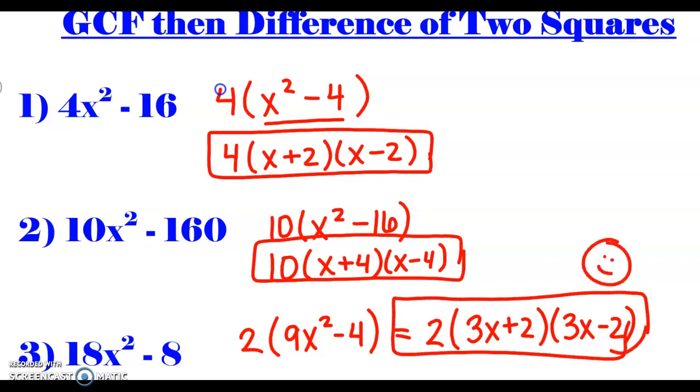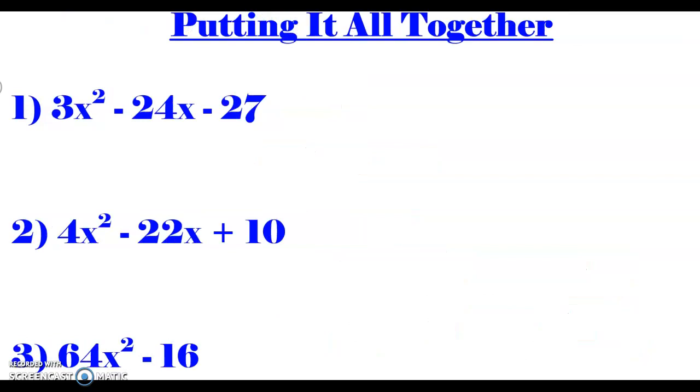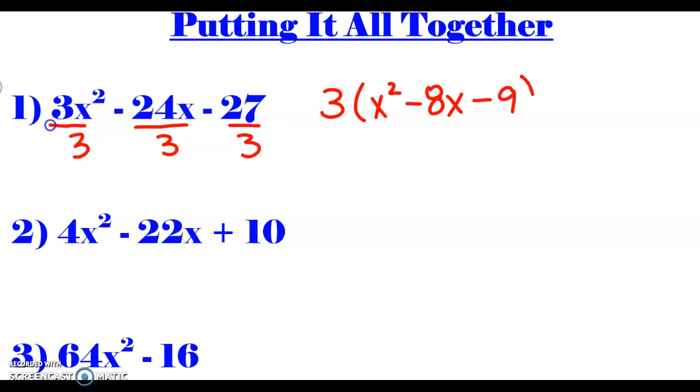So now we're going to throw it all together, which is usually the harder part. So you always look for the greatest common factor first. Always, always, always. So first one here, greatest common factor is 3. 3 goes into all these. So if I bring out a 3, I'm left inside with x squared minus 8x minus 9.